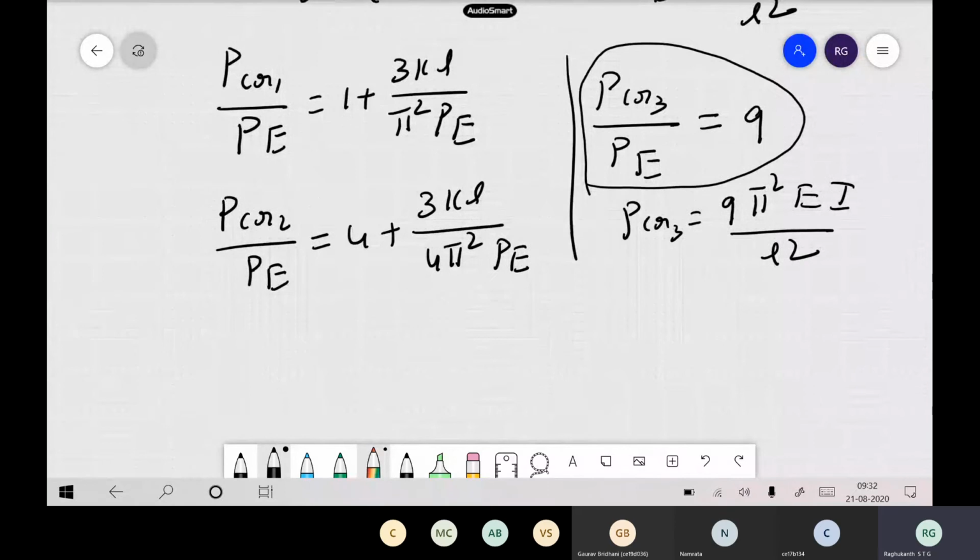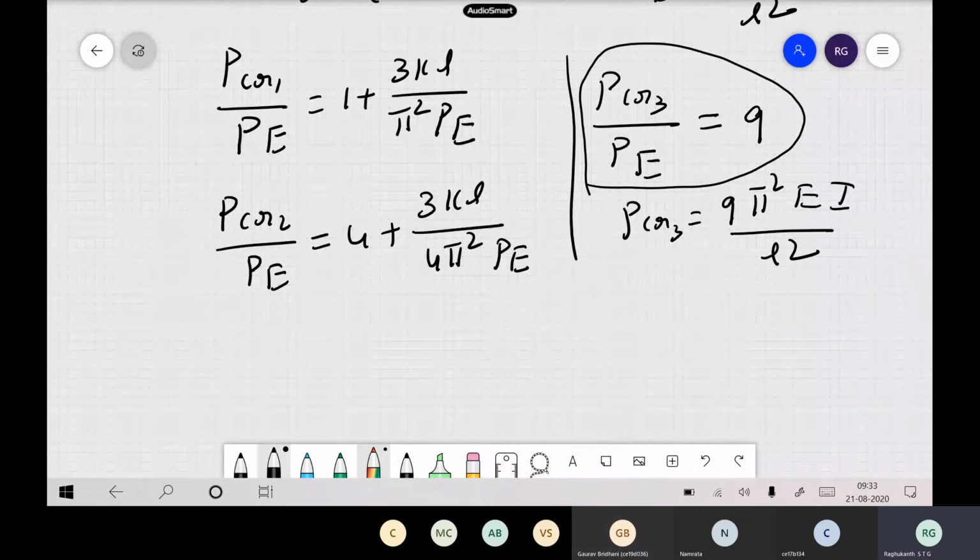And now you tell me, in which mode does it buckle? The first mode, second mode, these are the buckling loads. In which mode does it buckle now? If you see these 3 equations, what is the guiding factor here? Which controls your buckling mode?